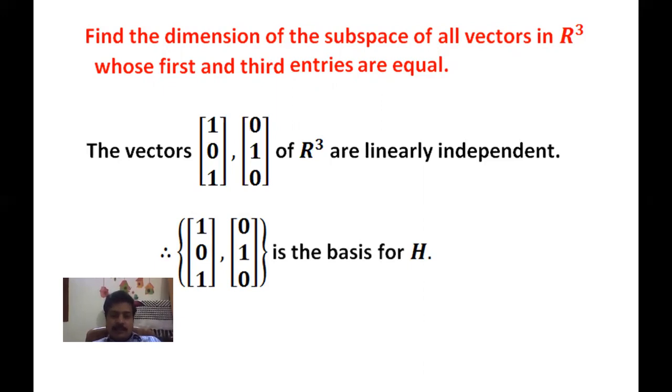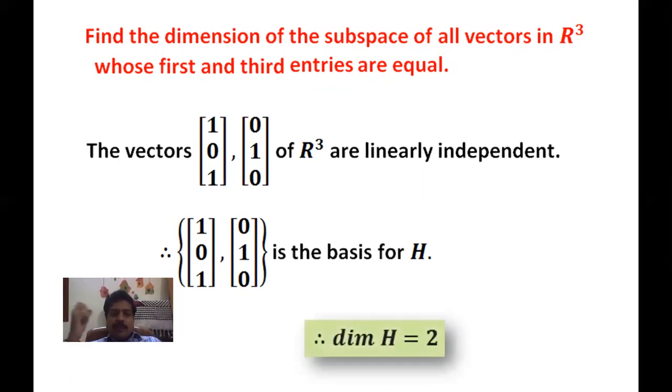Okay, it should be a basis, not a unique one. There are many such bases; this is not a unique basis. There will be many more such bases for H. So this is a basis for H. Since there are two vectors in a basis of H, the dimension of H is 2.